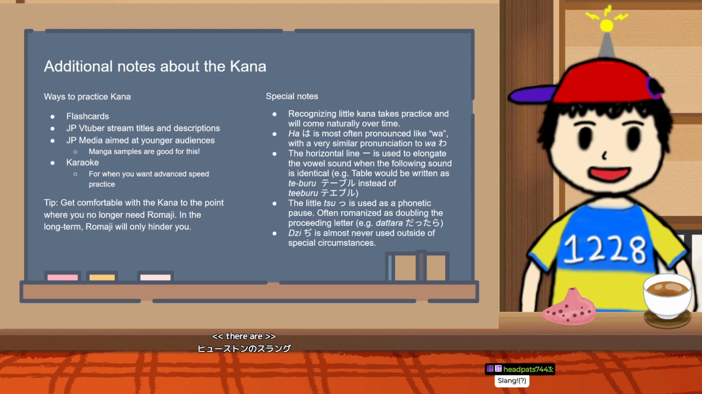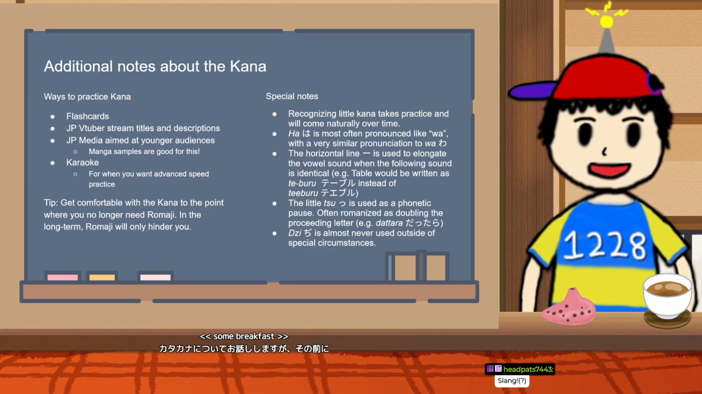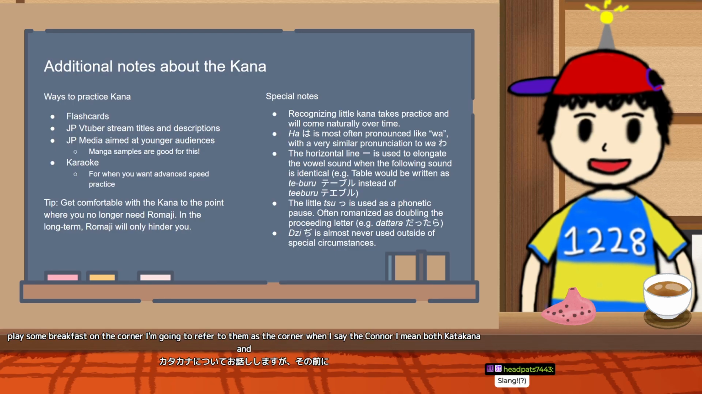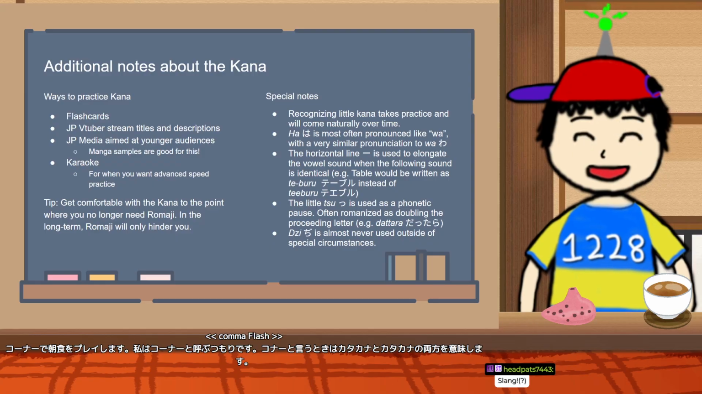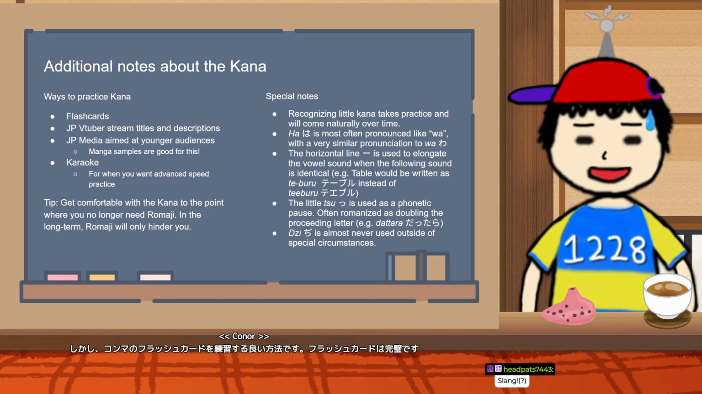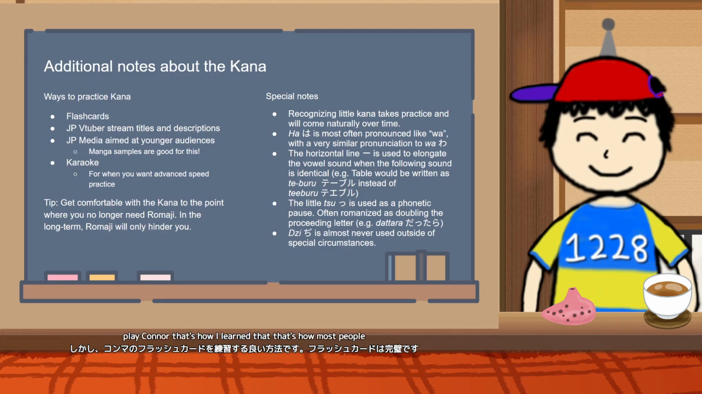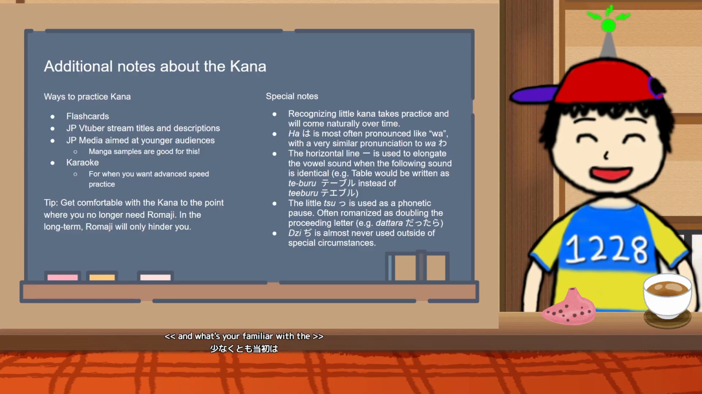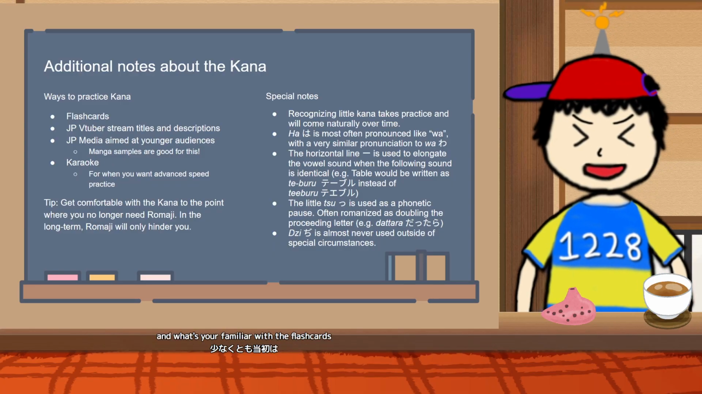There are a lot of things to know about katakana, but before we get into them, good ways to practice the kana. I'm going to refer to them as the kana. When I say the kana, I mean both katakana and hiragana. But a good way to practice kana, flashcards. Flashcards are perfect for the kana. That's how I learned them. That's how most people learned them. Initially, at least.